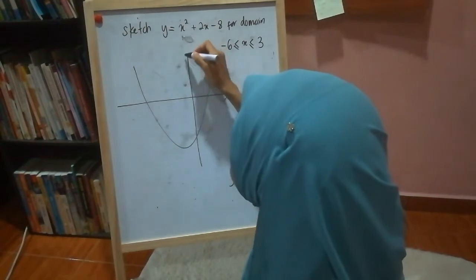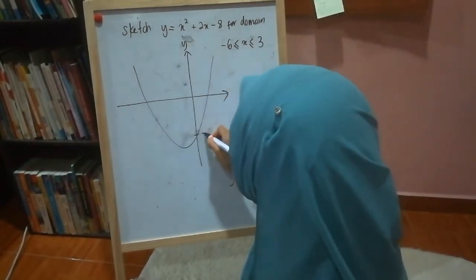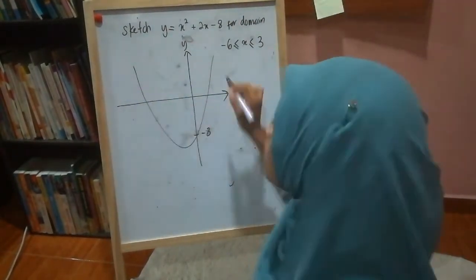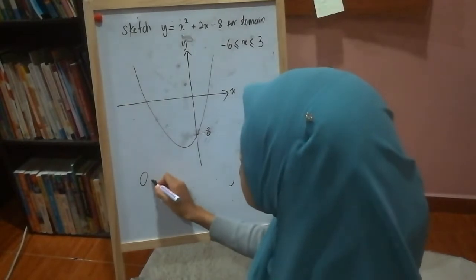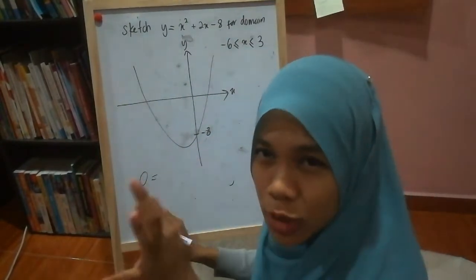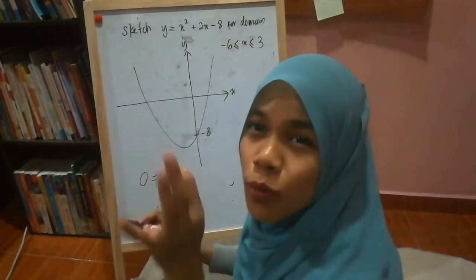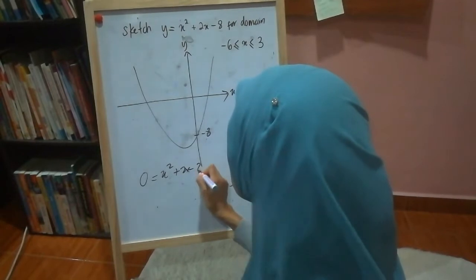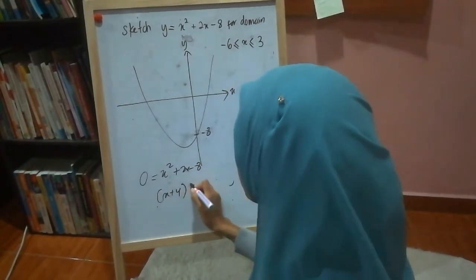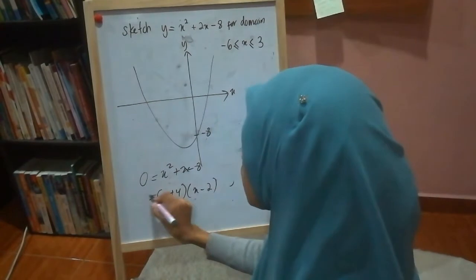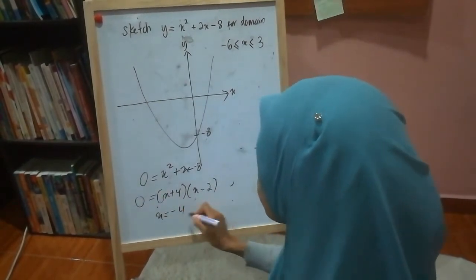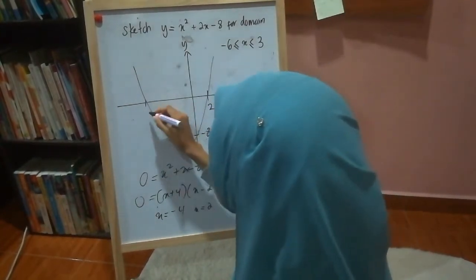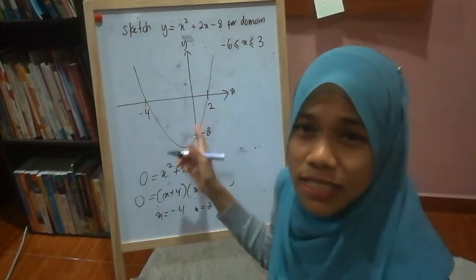There is y. So this is negative 8, and then this one would be your x, which is the roots of it, and you have to find by using 0, because the x-intercept, the roots, is when y is 0. Y equal to 0. Okay, so x squared plus 2x minus 8 would be (x plus 4)(x minus 2). Okay, and then equal to 0, so x would be negative 4, x would be 2. So this is 2 and this is negative 4. This is the sketching done.